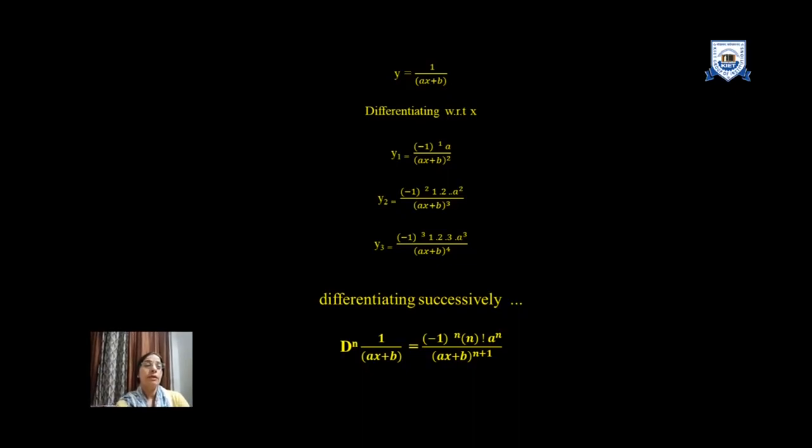You can see we are getting a pattern, and when we study this pattern, we can write that differentiating successively, the nth differential will be minus 1 to the power n into n factorial a to the power n divided by ax plus b raised to the power n plus 1.